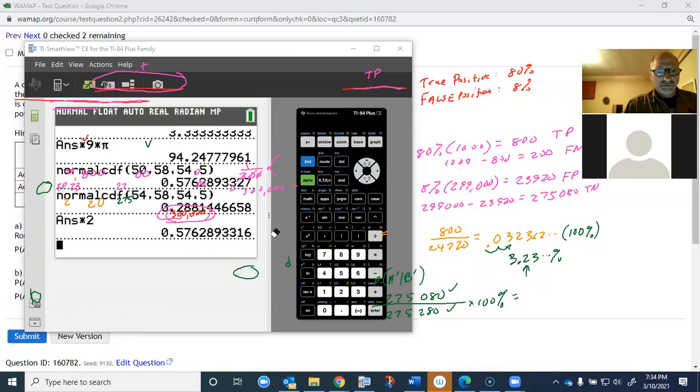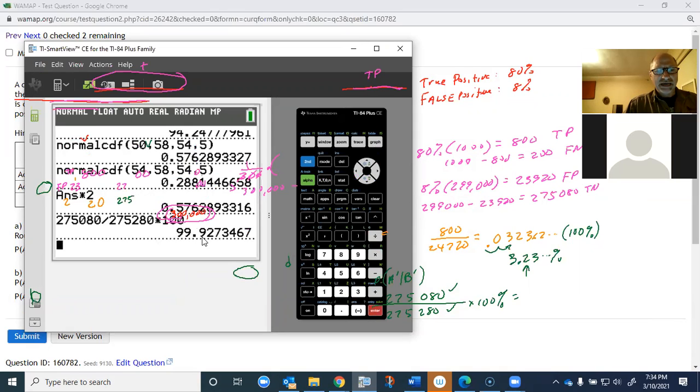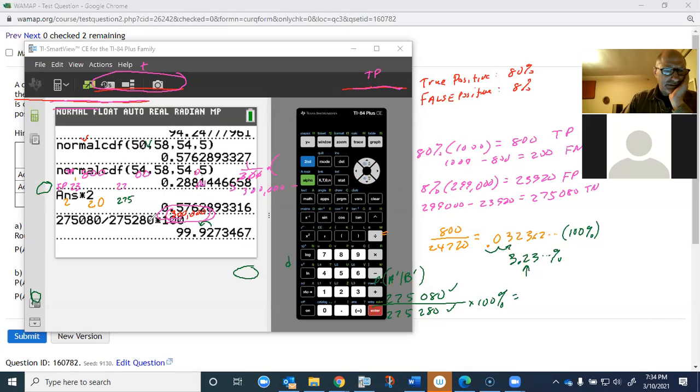So 275,080, we'll put that in first, divided by 275,280. I'm just going to go times 100 anyway because you've got to get a percent. Now that's 99.927. So the nearest tenth of a percent, I believe we were asked to round to. That 2 will not bump that 9 up. Now, did I put those in right, 275,080, 275,280 times 100?